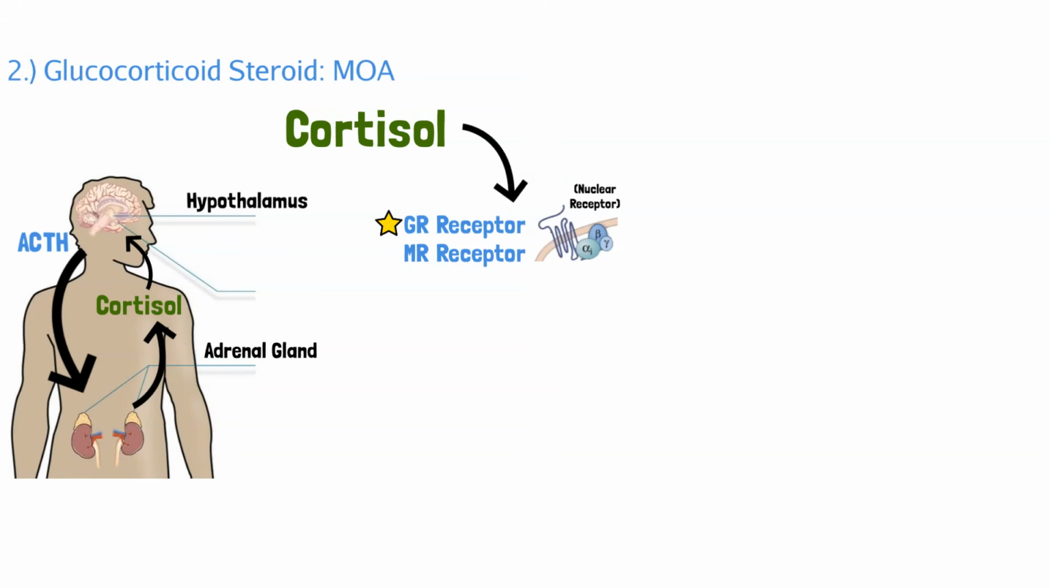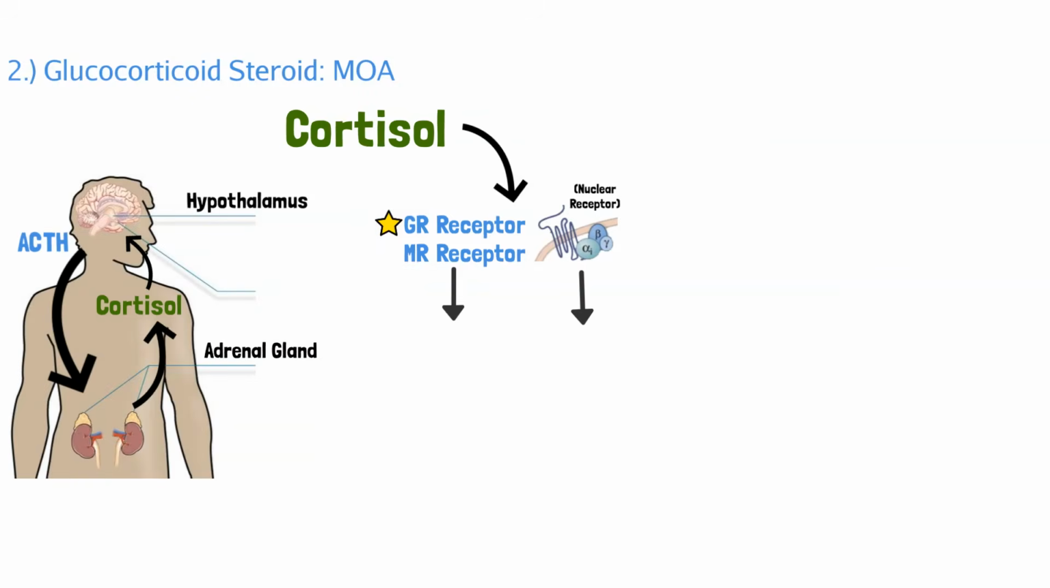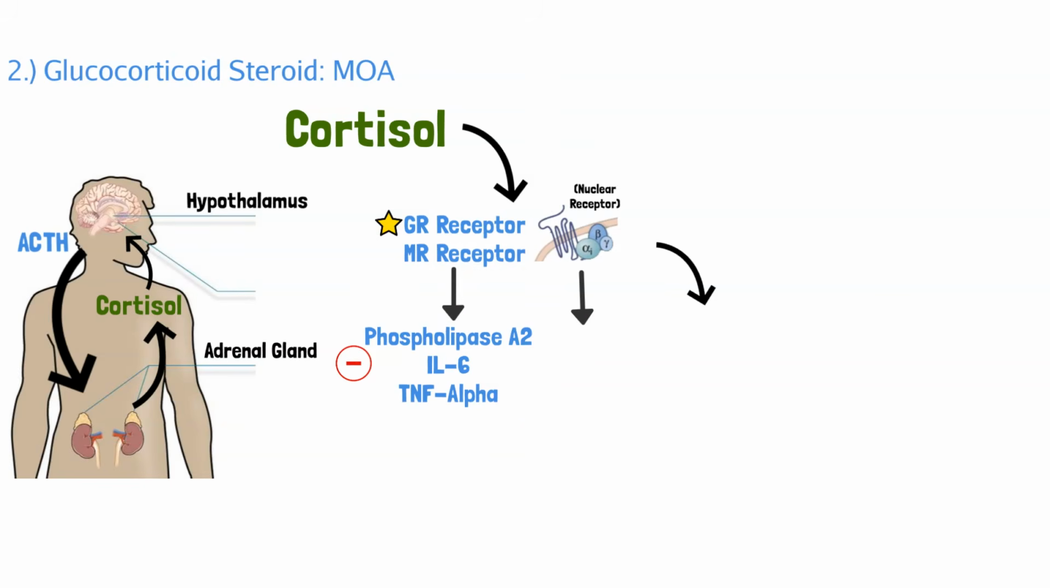We have three major pathways through which the binding of this receptor works. The first one inhibits these pro-inflammatory receptors and intermediates. We have a bunch: phospholipase A2, IL-6, which is interleukin.